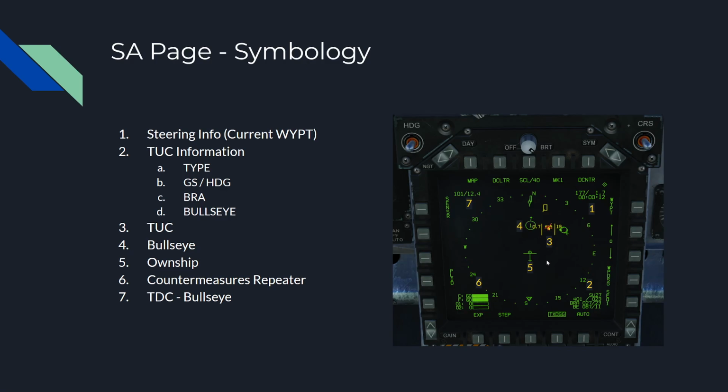2 is your tuck information, or target under cursor. That's what tuck stands for. And this is chock full of really useful information that you could watch out for. The first line is the aircraft type. The second line is its current ground speed and its current heading. So this guy is traveling at 400 knots ground speed, going 023. Just like Easy was having a pet peeve about 3-digit heading codes right there. There it is, 023. You happy?